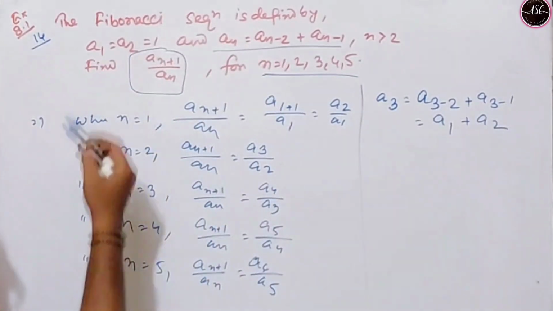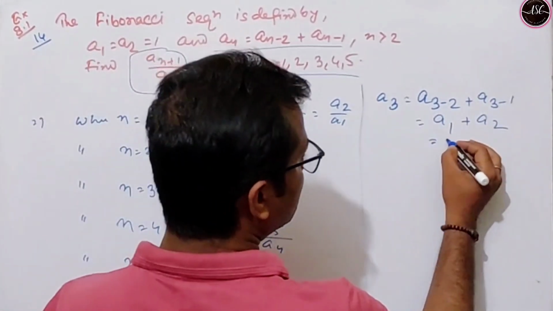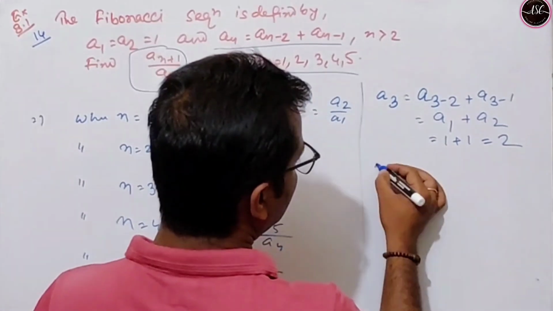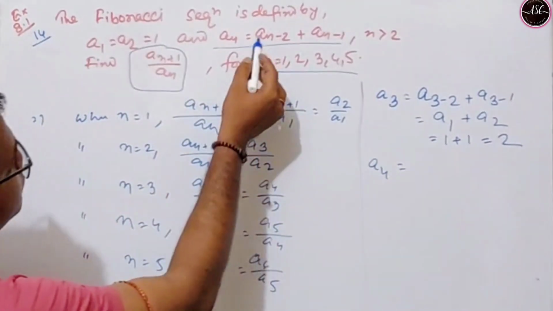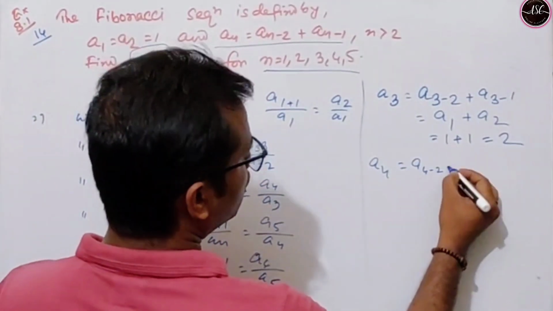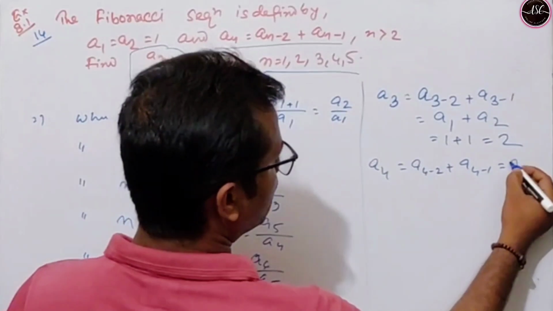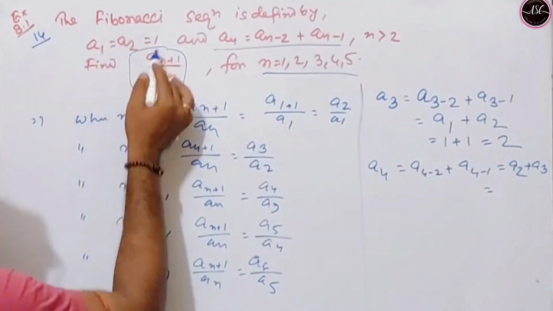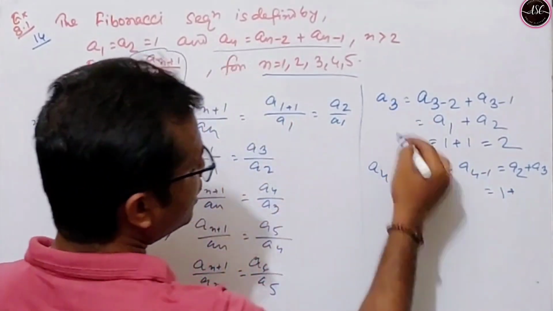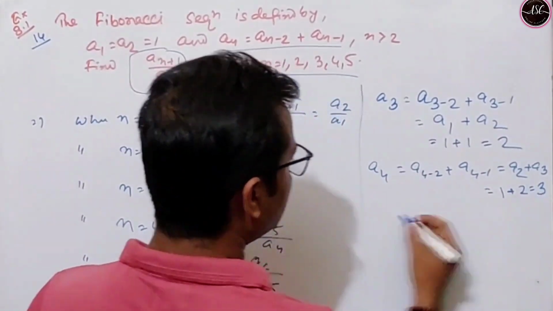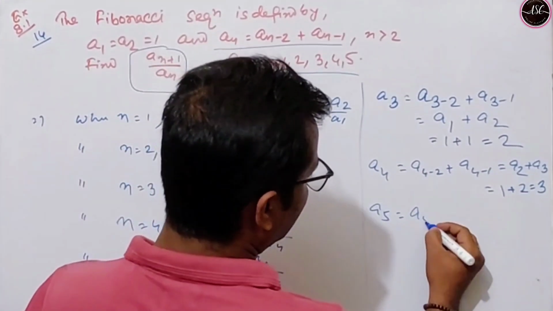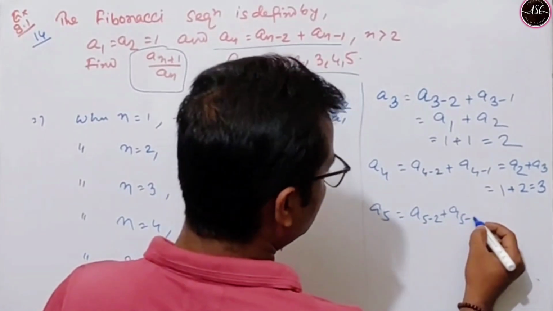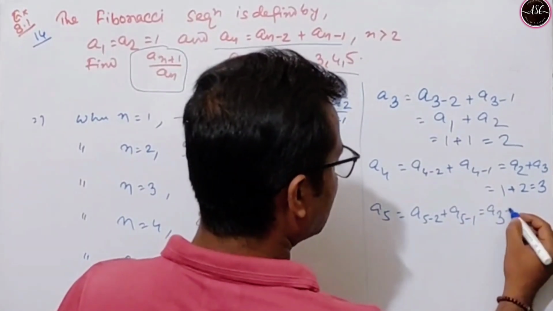Here given A1 is equal to A2 equal to 1. So just put here 1 plus 1, that is 2. Now A4. A4 will be A(4-2) plus A(4-1), so A2 plus A3. Here the value of A2 equal to 1, and we have just found A3 equal to 2. So this will be 3. A5 equal to A(5-2) plus A(5-1). So this will be A3 plus A4.